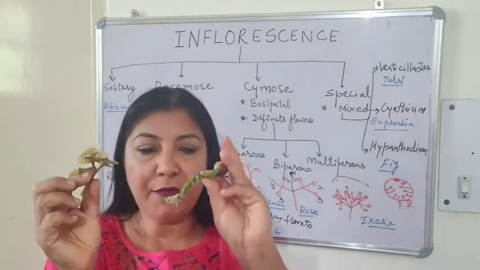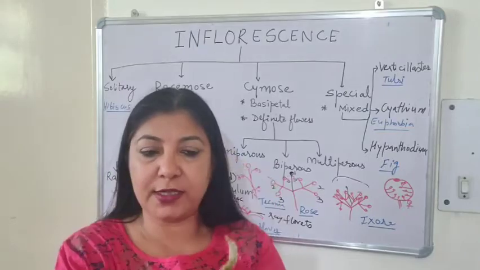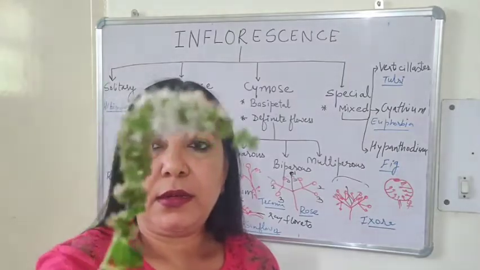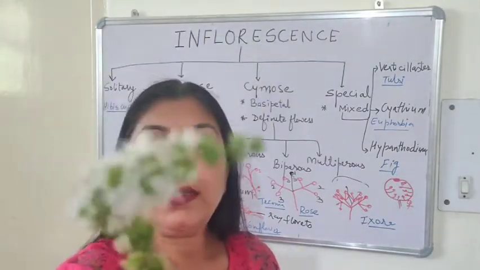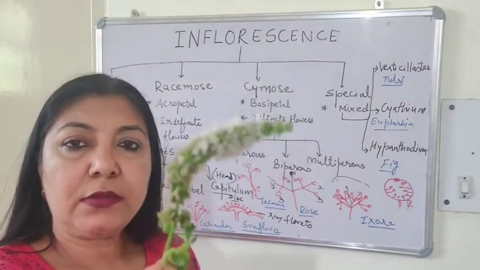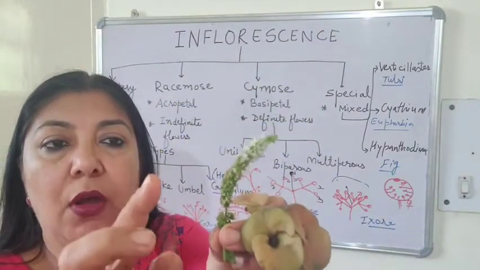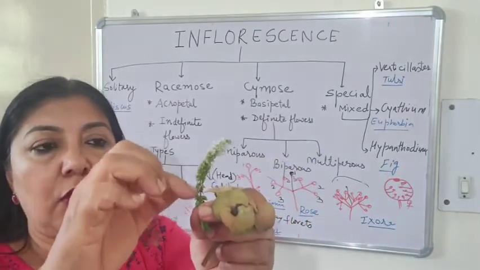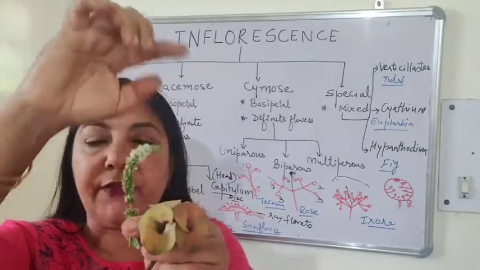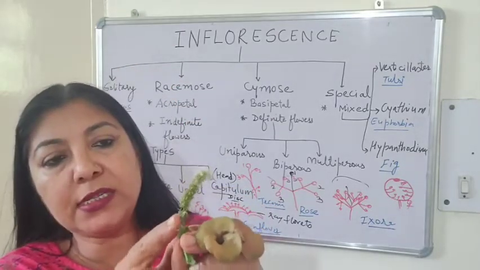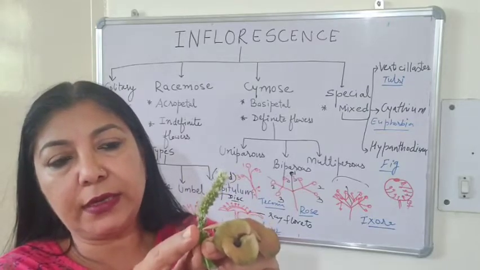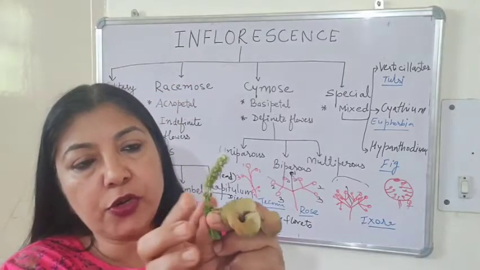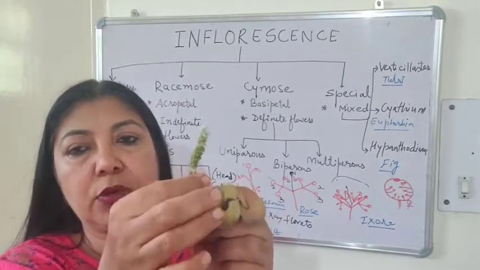I am holding three different types of inflorescence. These are spatial inflorescence. First is verticillaster, like tulsi, basil. Okay, so this is basil. In this, what happens? It's a mixture of racemose and cymose. How? See, the growth of this peduncle is indefinite, but towards the side, the growth is definite. So this portion shows racemose inflorescence, whereas this portion towards the lateral sides shows cymose.